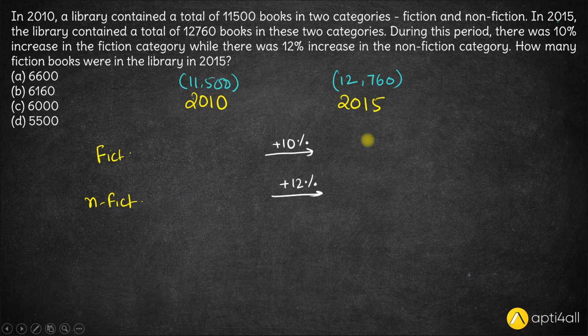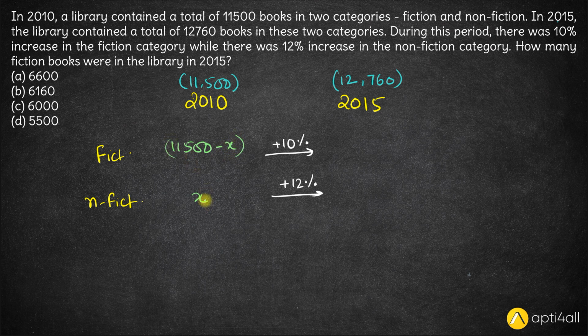Okay. So you can do this question in two ways. One is using simple equations, the other is using alligation. So let's look at the simple equations part first. Let's assume that the number of fiction books in 2010 is X. So the number of non-fiction will be 11,500 minus X. Let's assume this to be X and this to be 11,500 minus X.